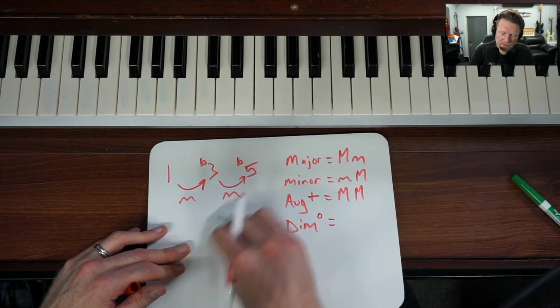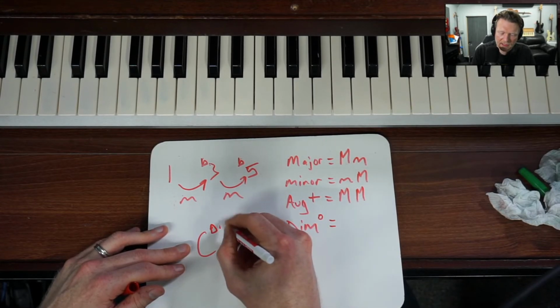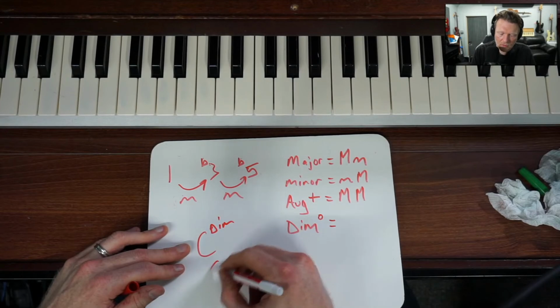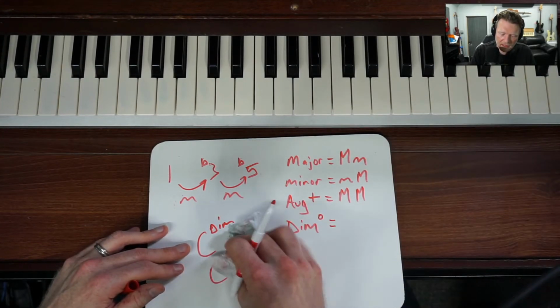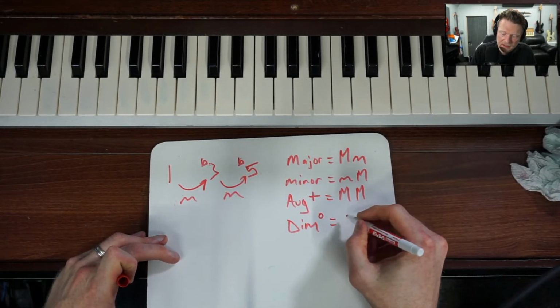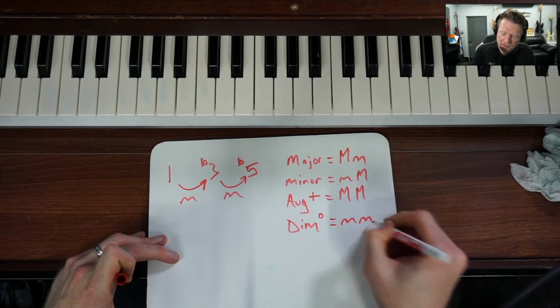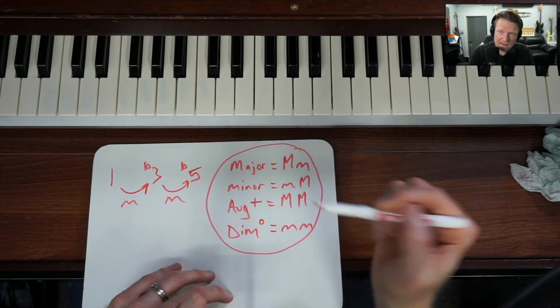Sometimes there are different ways to write it. Sometimes I actually don't prefer circles. I usually write C dim, or a lot of times I'll write augmented like that. It just depends on how sloppy the chart is that I'm writing out. But the diminished is minor third and minor third. So if you look at this right here, that's it.